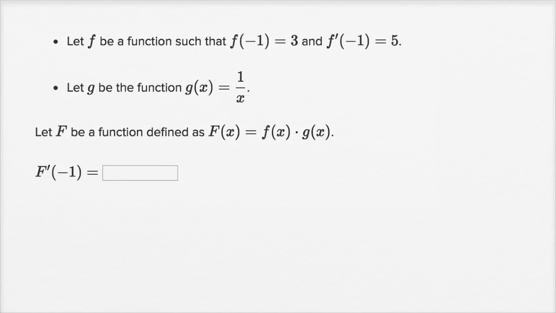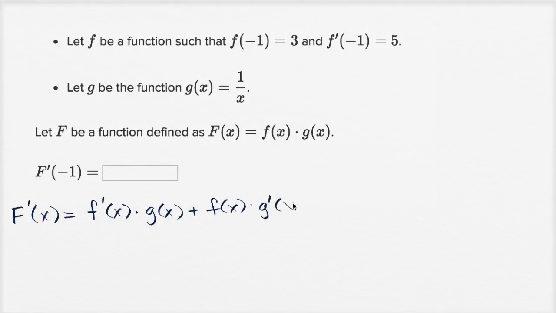Well, we can just apply the product rule here. Let me just essentially state the product rule. Capital F prime of x is going to be equal to, since capital F of x is the product of these two functions, we apply the product rule. This is going to be f prime of x times g of x plus f of x times g prime of x.